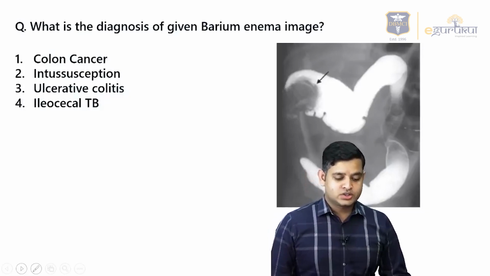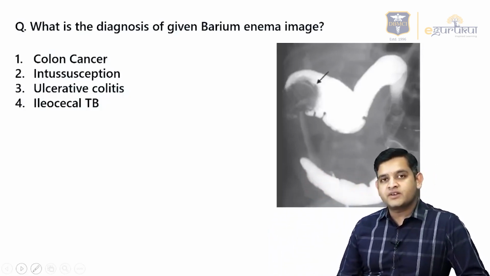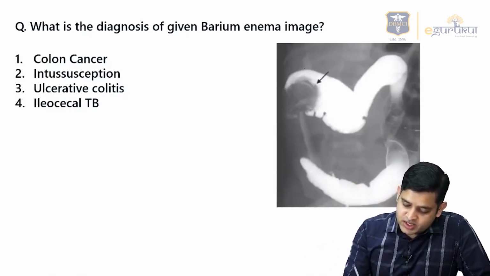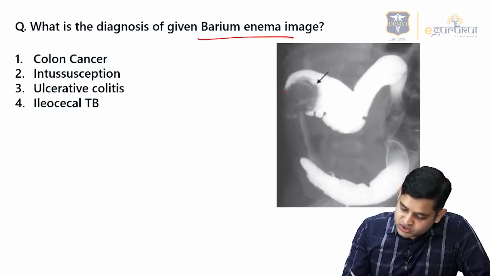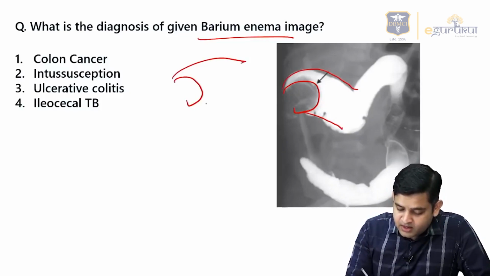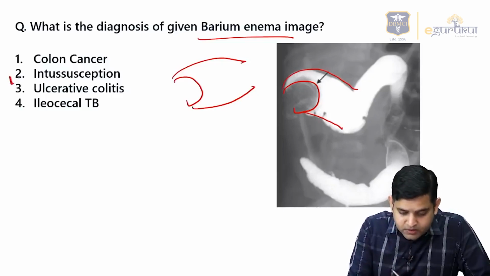What is the diagnosis of the given enema image? We have seen such kind of images in our classes also. This is the barium enema. You could see the telescoping of the bowel loop within another segment, and that is typically giving a claw sign. So that claw sign is a feature of intussusception.